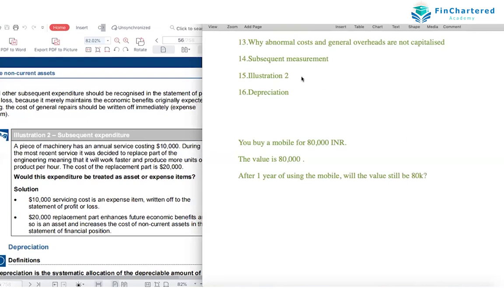No, the value will drop. Why? Because you are using it. It is getting used. There's wear and tear, right? So here, there is a drop in the value of the asset.